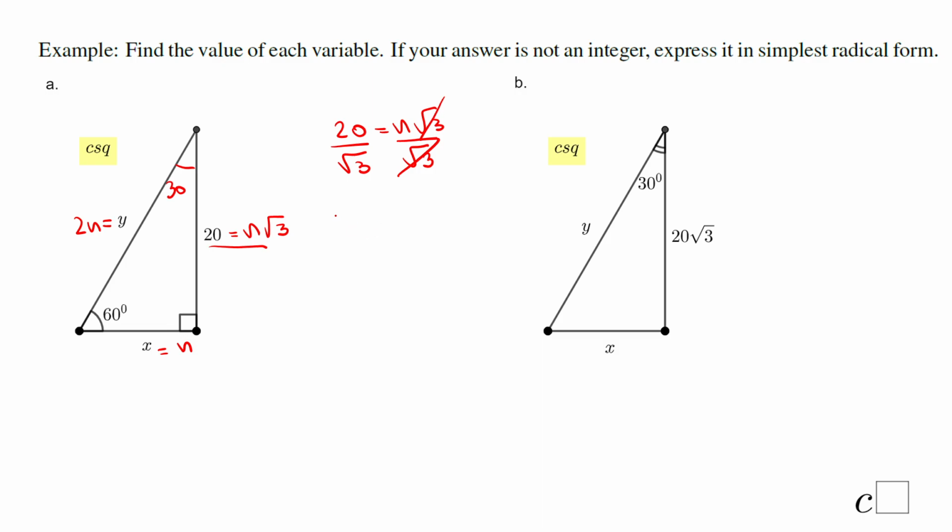And we have n equals 20 over square root of 3, which is not bad. However, remember, we don't like radical square roots here, so we're going to have to rationalize. But now be careful. This is what you want to multiply by. Again, this is nothing else than 1. And we have here 20 square root of 3 over square root of 3 times square root of 3 is 3.